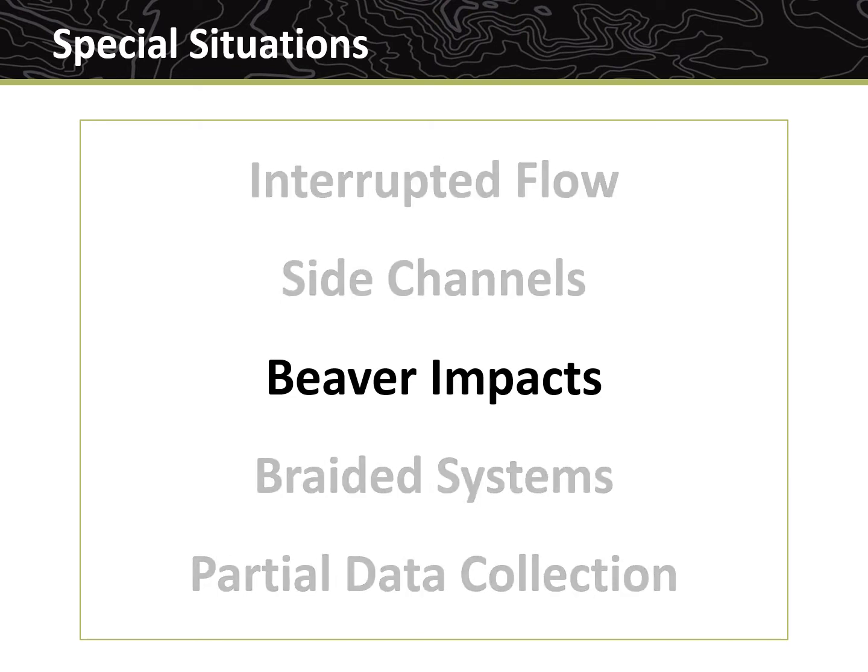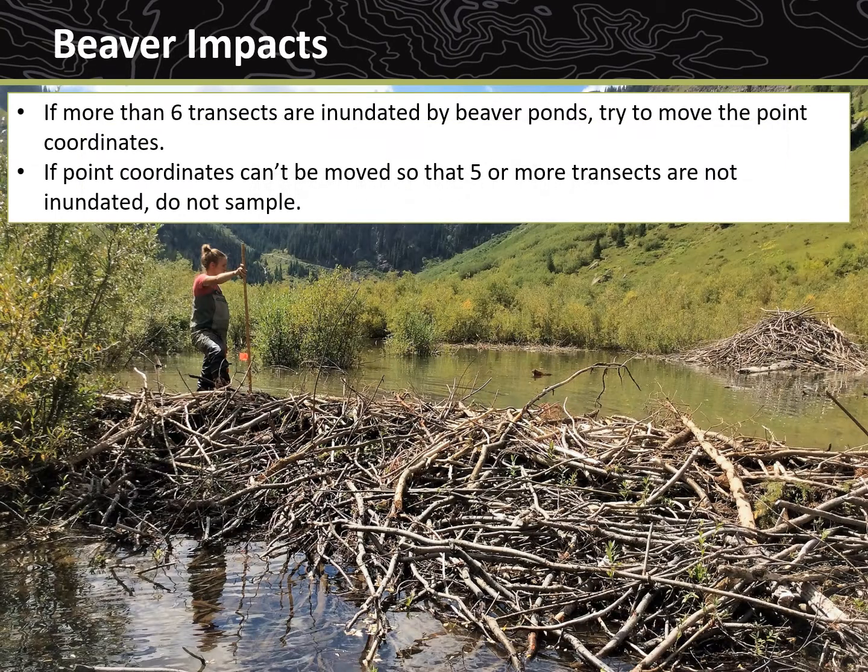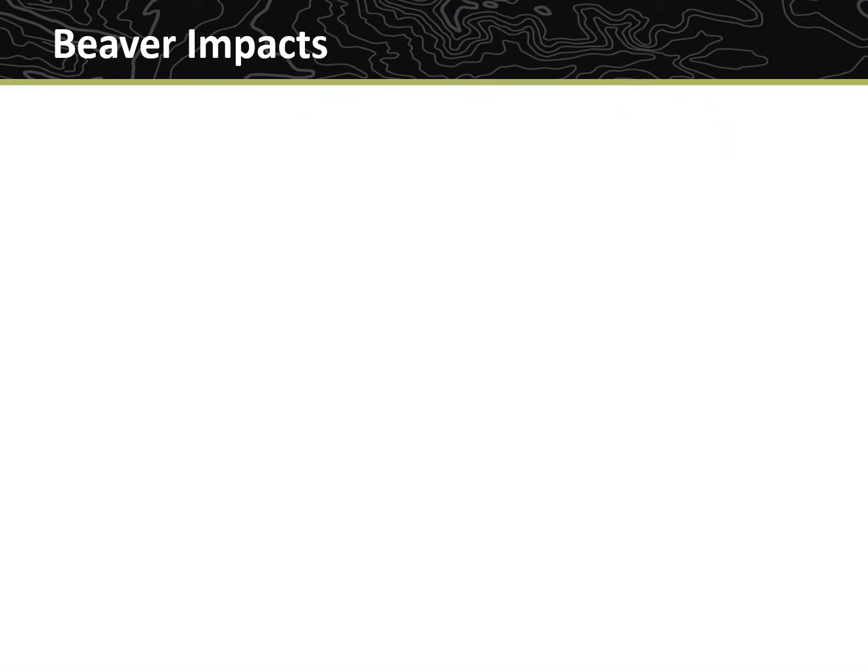Although beaver dams have many positive effects on aquatic systems, they can make sampling and wading reaches very difficult. If more than 6 transects are inundated by beaver ponds, one should try to move the point coordinates so that 5 or more transects are not impacted by the beaver ponds. If it is not possible to move the point coordinates so that 5 transects are not inundated, the specific reach cannot be sampled. Refer to Appendix C in the field protocol when sampling a reach with beaver impacts.